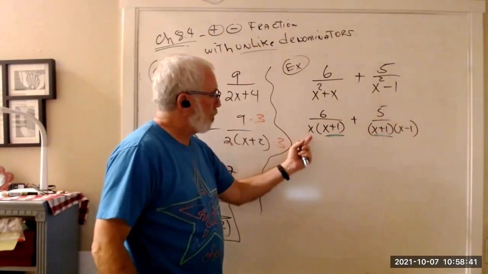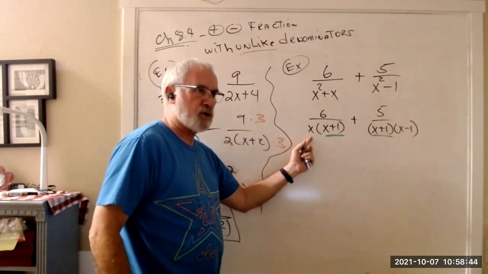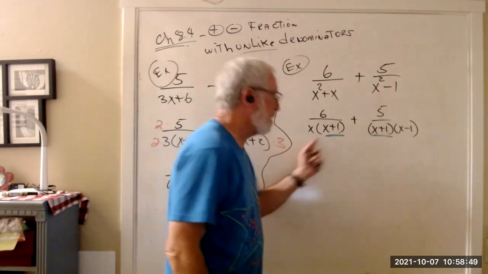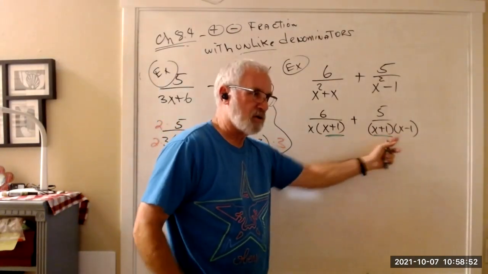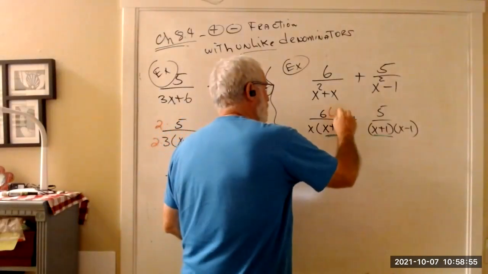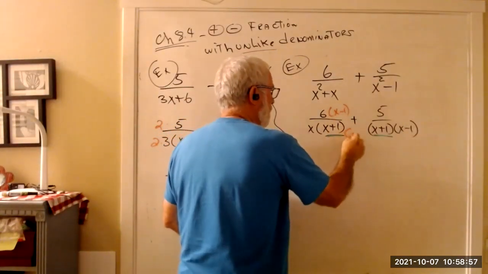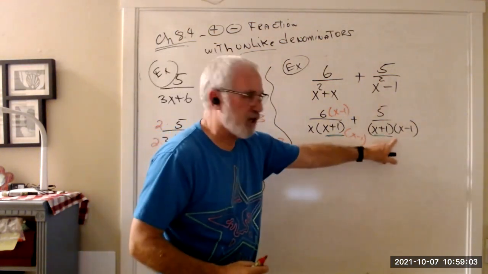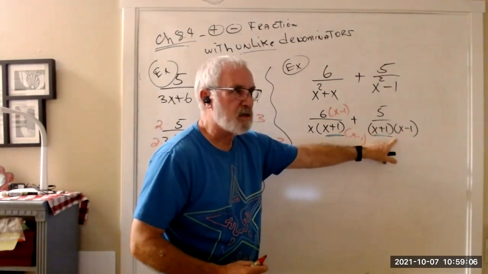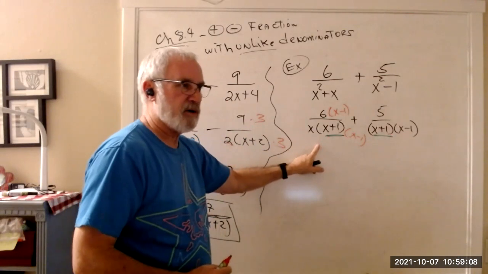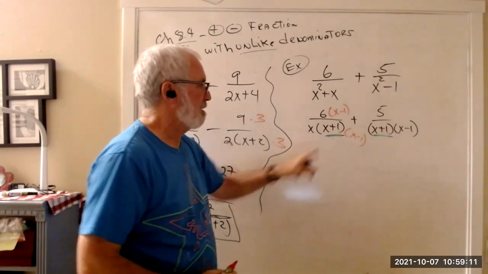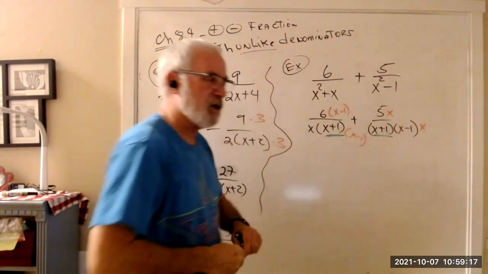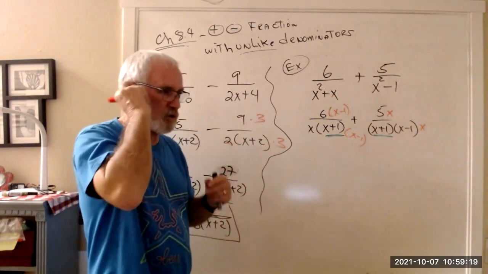So what is the first fraction lacking? What does it need in the denominator to be the same as this? Okay, it needs an x minus 1. What does the second denominator need to be the same as the first denominator? What's it lacking? An x. Notice the question I'm asking, because you're going to have to ask yourselves that same question.